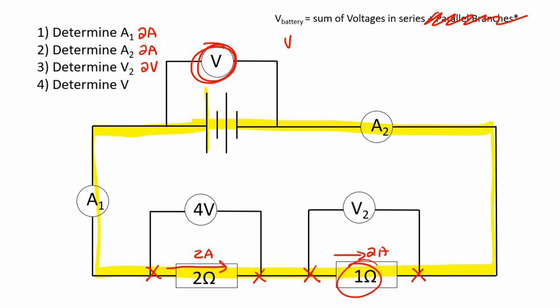So you could just say that the voltage of the battery is equal to the sum of all of the voltages in series. That would be 4 plus this one, which was 2 volts. So that would be 4 plus 2, which is 6 volts.